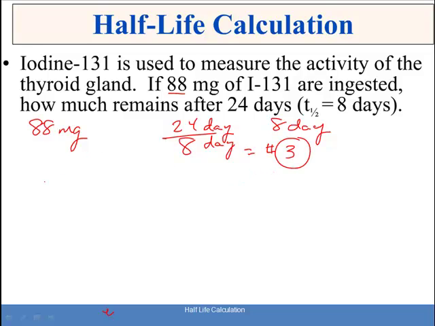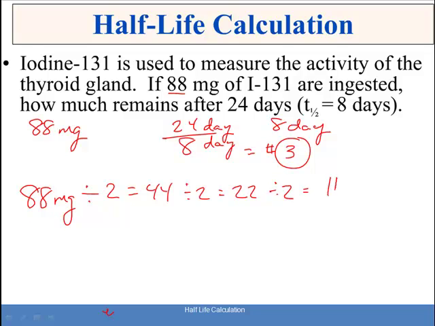So what you need to do is take your 88 milligrams and divide it in half. Not once, that would equal 44, but twice. That's still not enough, that will equal 22. Divided a third time, that equals 11 milligrams left. That's all you need to know for half-life calculations.